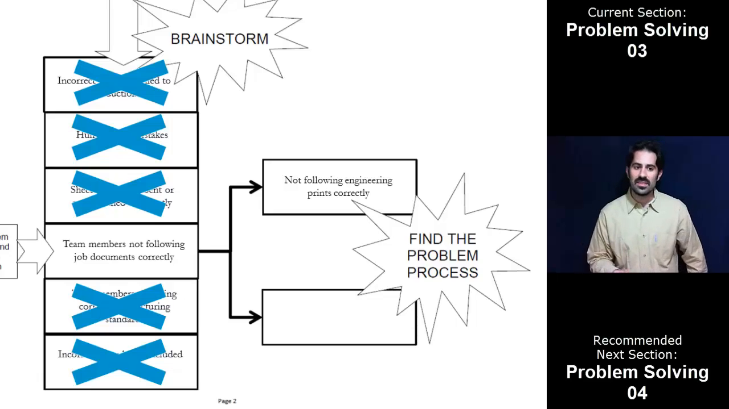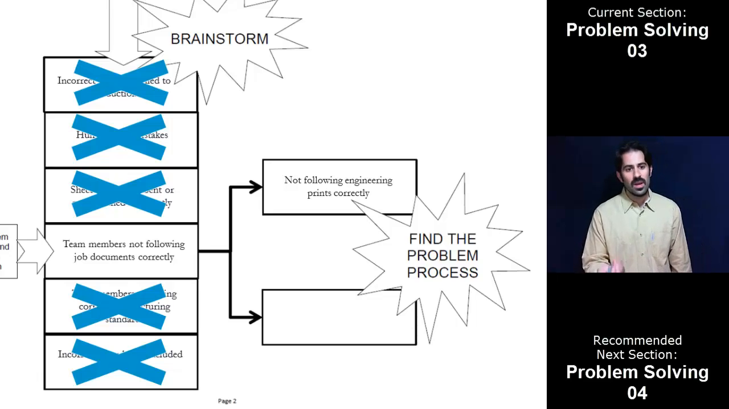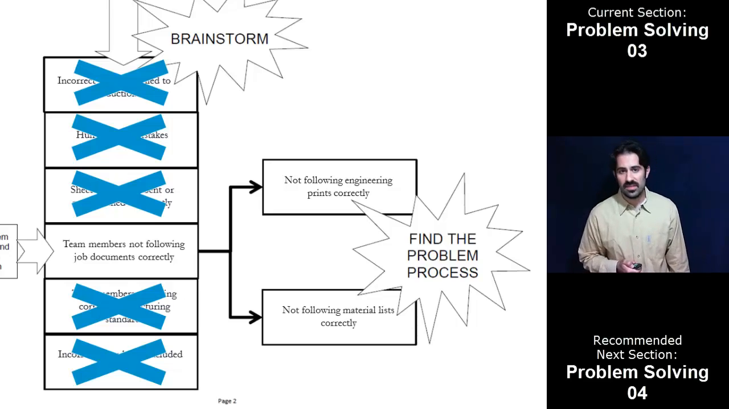In the case of the case study, when they broke that out, they found, well, the job documents that they have, they've got the engineering prints that they're not following, and they've got the material lists that they're not following. Now at this point, you've got two different problems. How do we know which one we actually want to do something about?